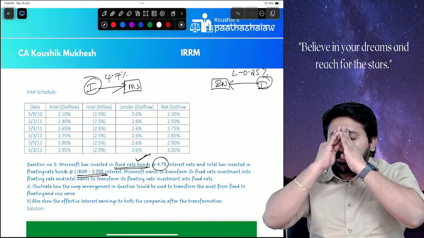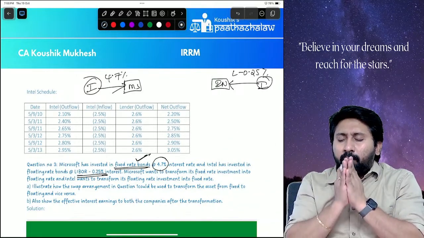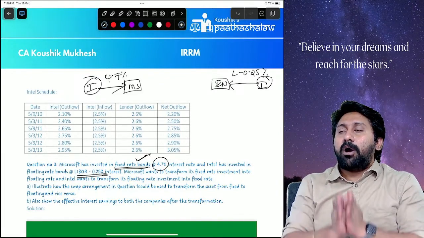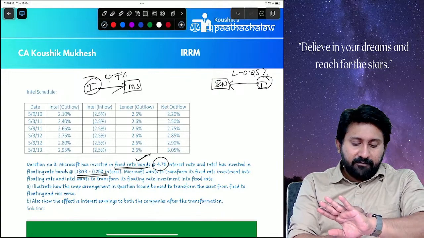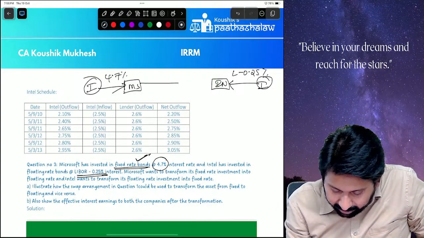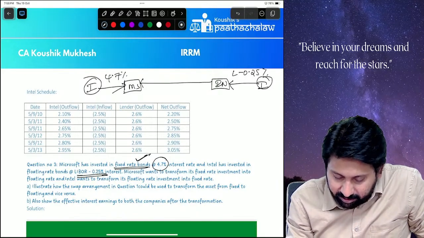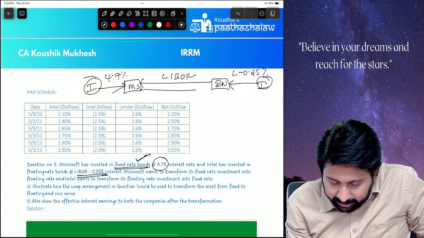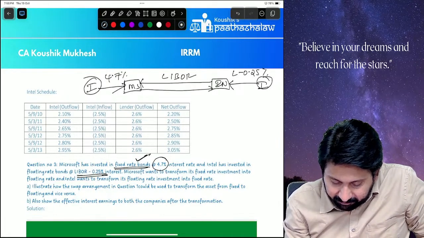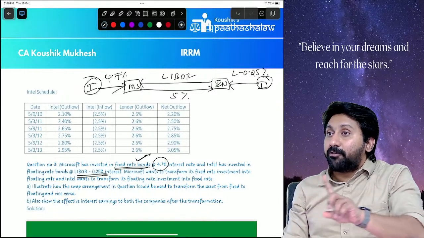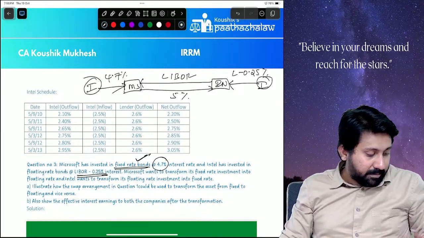Tell me. First, does Microsoft want to receive floating or fixed? Floating. Does Intel want to receive floating or fixed? Therefore, Microsoft wants to receive floating. Floating means what? LIBOR. Intel wants to receive fixed. How much? 5. Don't take 4.7. 4.7 is in which market? The banking market.